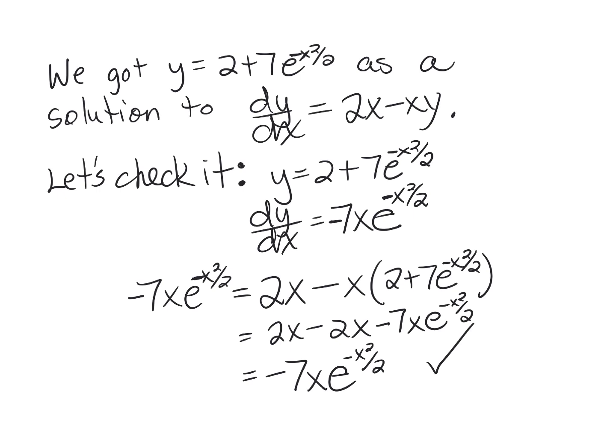So once I have this right here, I plug this into this part of the equation, the left-hand side. Then the right-hand side is going to be 2x minus x times my solution. Distribute that minus x through the parentheses. I get 2x. Now minus 2x, which goes away, minus a positive 7 e to the power gives me negative 7 e to the power, which exactly equals the left-hand side, and I know that I was correct.